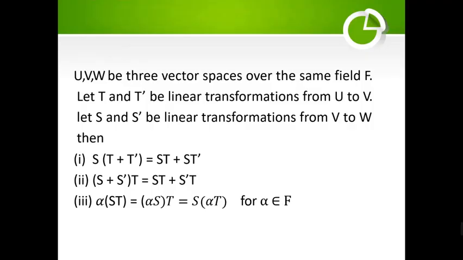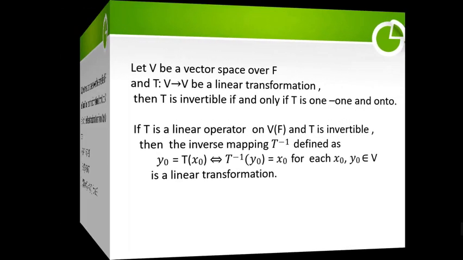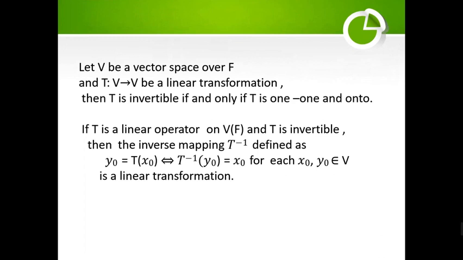Let U, V, W be vector spaces over the same field F. Let T and T prime be linear transformations from U to V. Let S and S prime be linear transformations from V to W. Then we have S(T + T'), and you can express this one into this form, and the others also in this form, for all a an element of F.